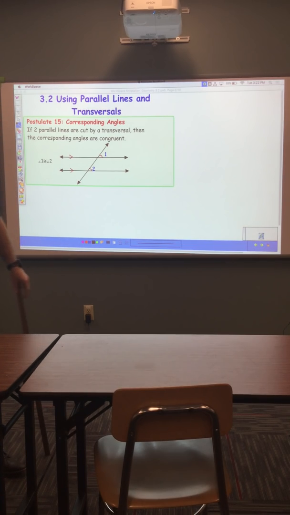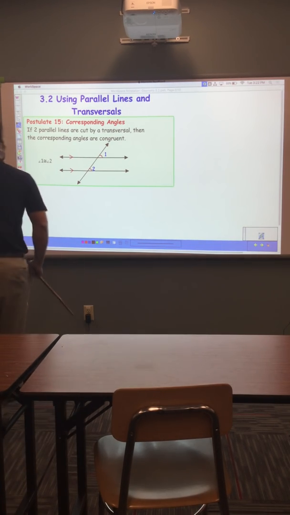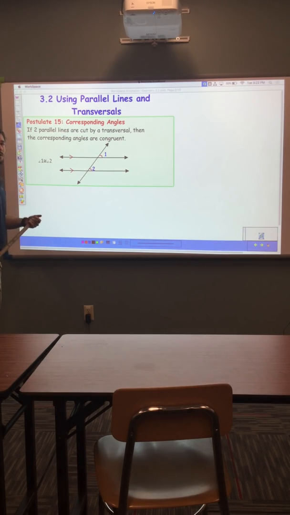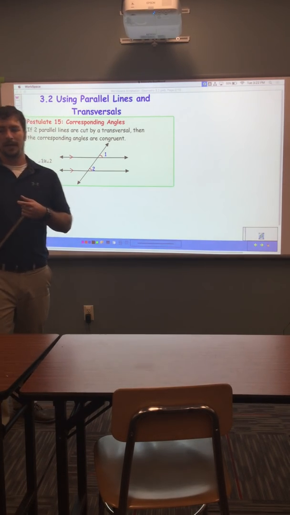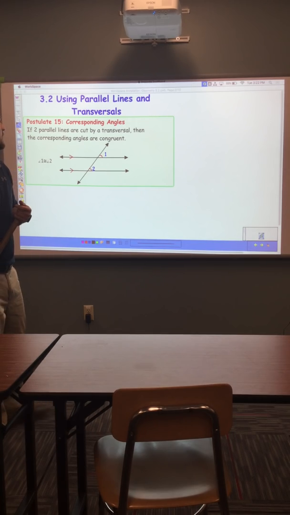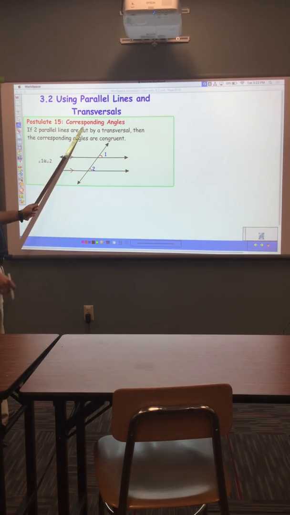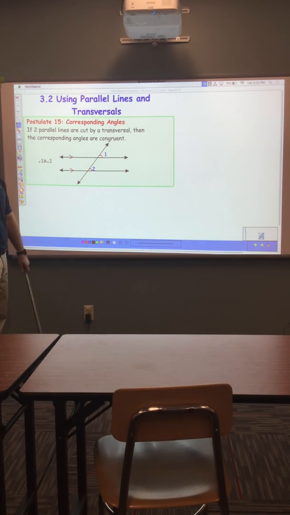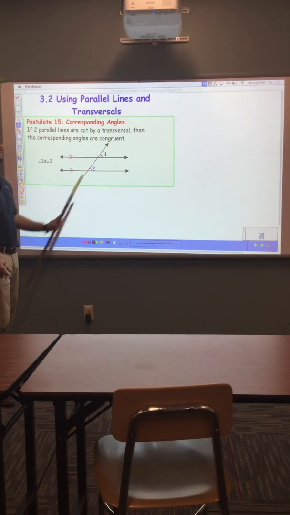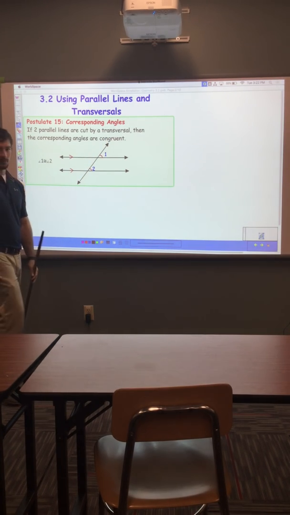So, today, as I said yesterday, we're going to be learning some postulates and theorems that correlate with our angle pairs we learned yesterday. So the first pair is corresponding angles. We have our postulate 15, which says if you have two parallel lines that are cut by a transversal, then the corresponding angles are congruent. So here, remember the arrows being parallel. So in order for this to work, you have to have parallel lines. So two parallel lines cut by a transversal, corresponding angles are congruent.